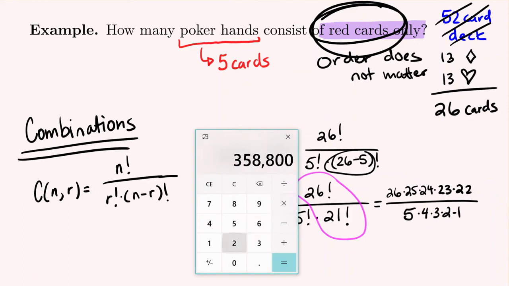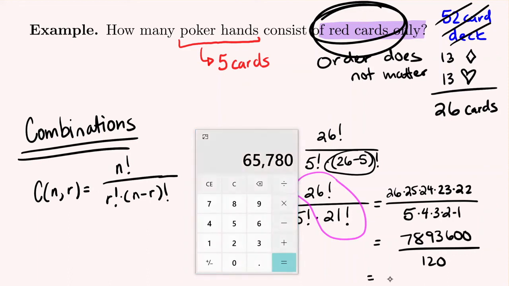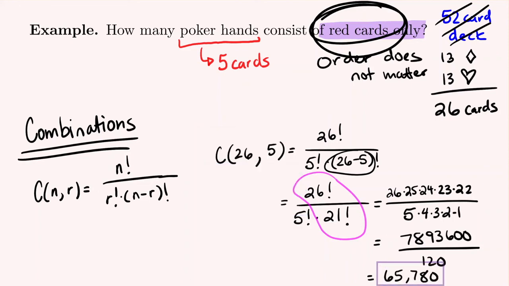Here you want to make sure you don't make an error typing something in incorrectly for sure. 5 times 4 times 3 times 2 times 1 is 120. And we get there 65,780 possible ways to get a 5-card hand from only the red suits.